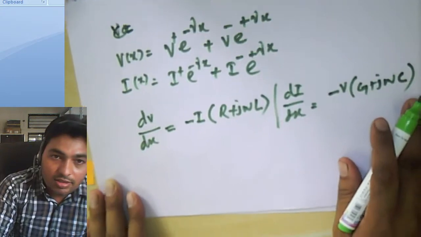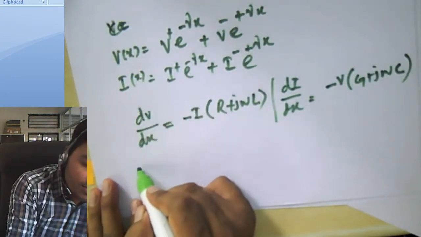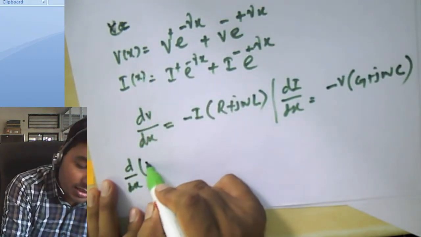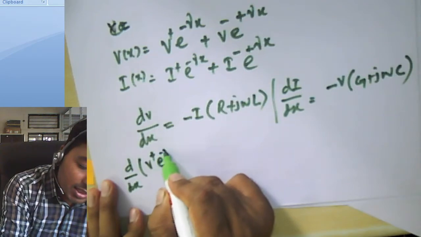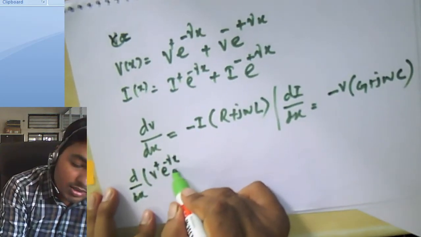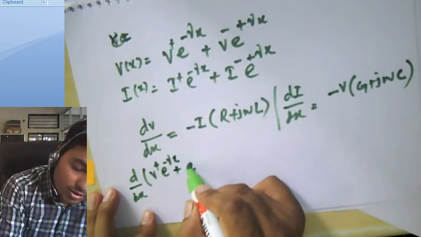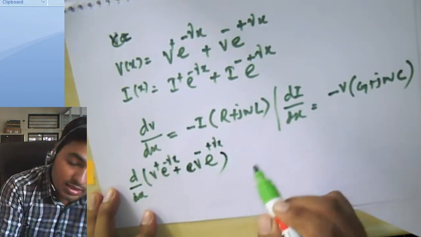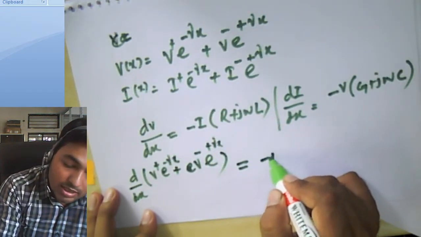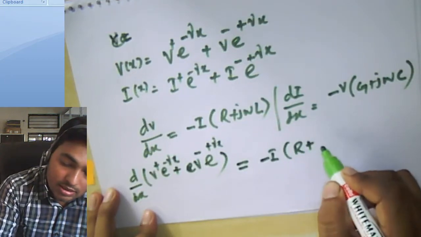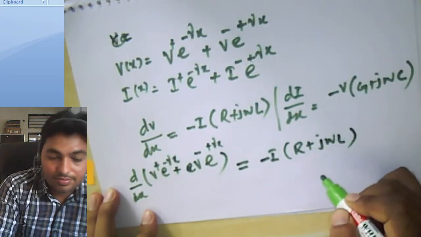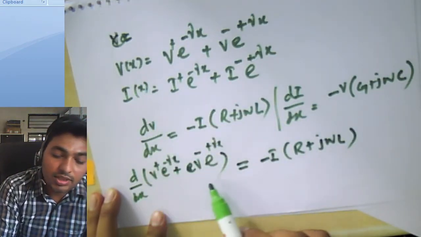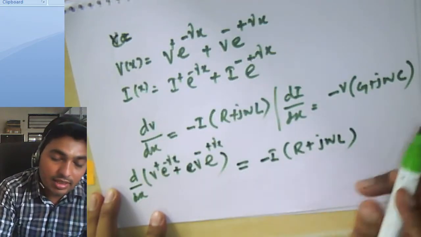So instead of V, we'll write this V. So this will be d by dx of this voltage, that will be V plus e raised to minus gamma x plus V minus e raised to plus gamma x, that will be equal to minus I (r plus j omega l). So we have substituted this voltage V here, and we have taken everything as it is.